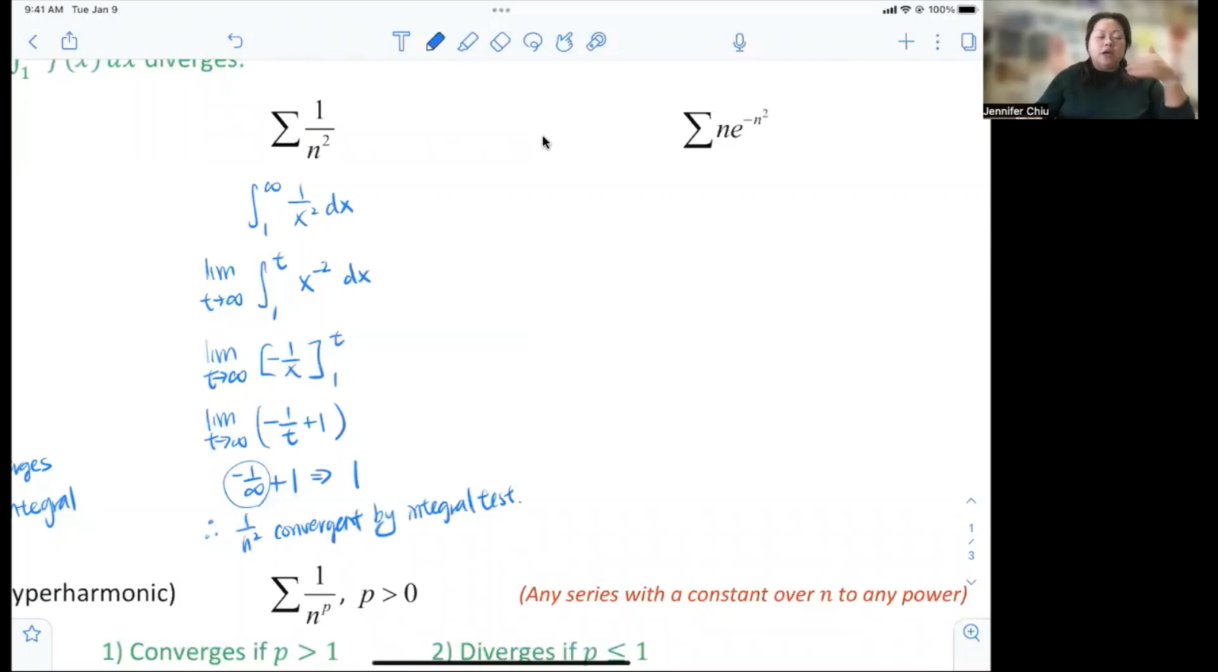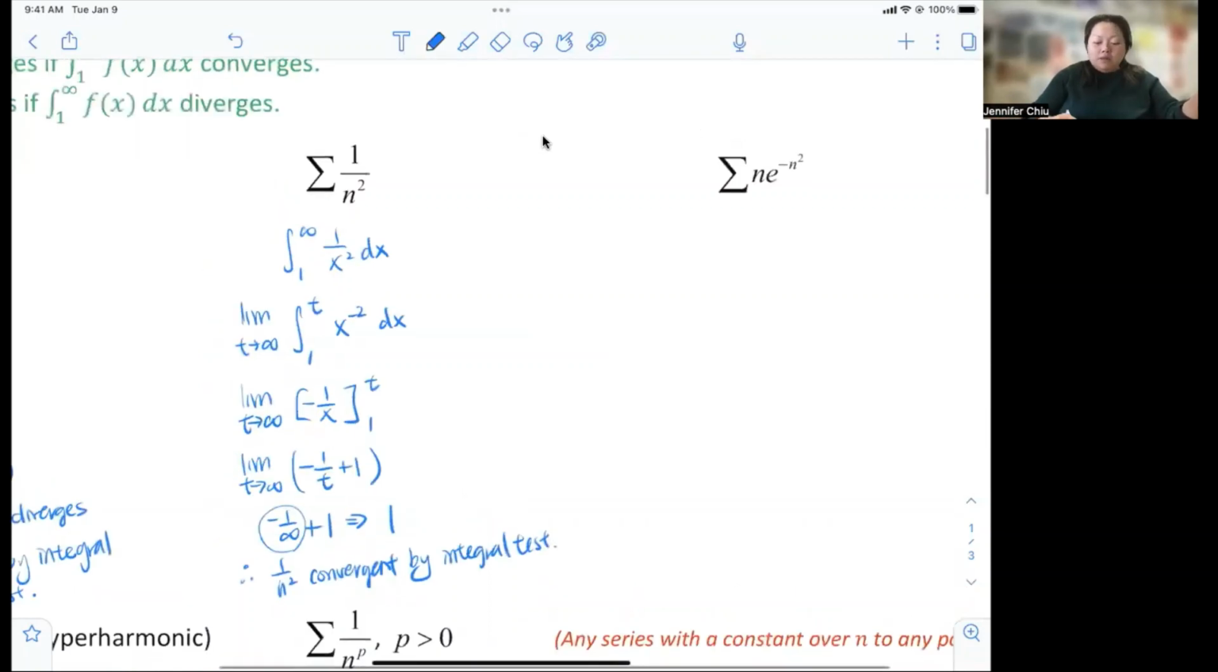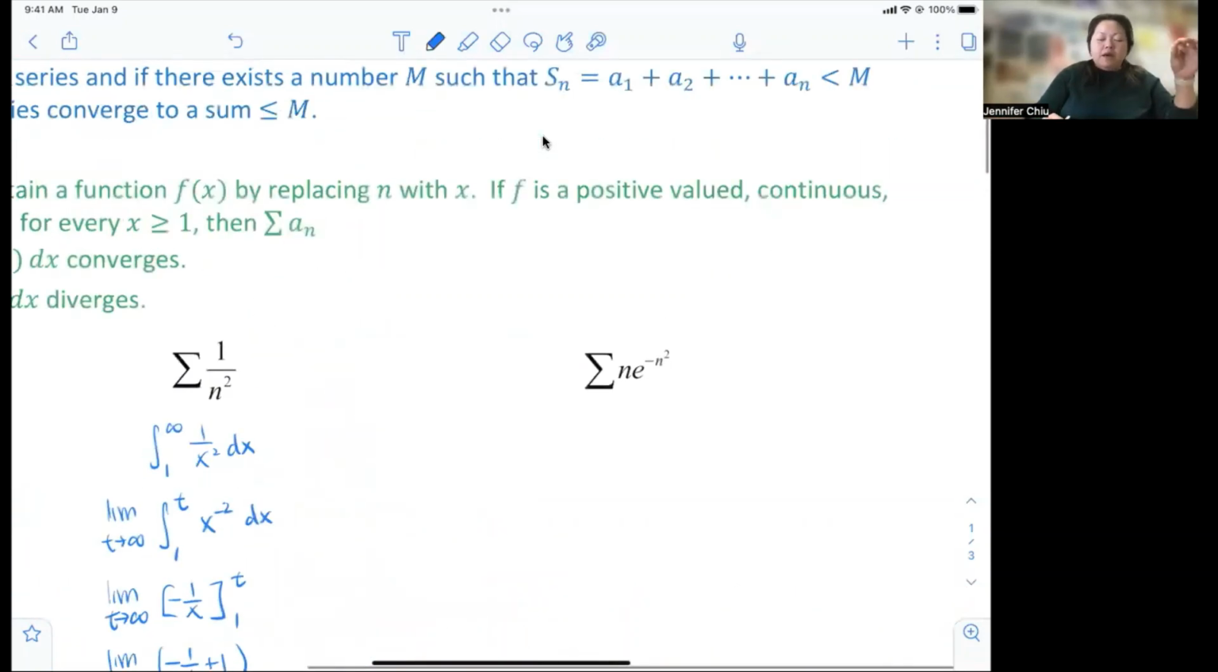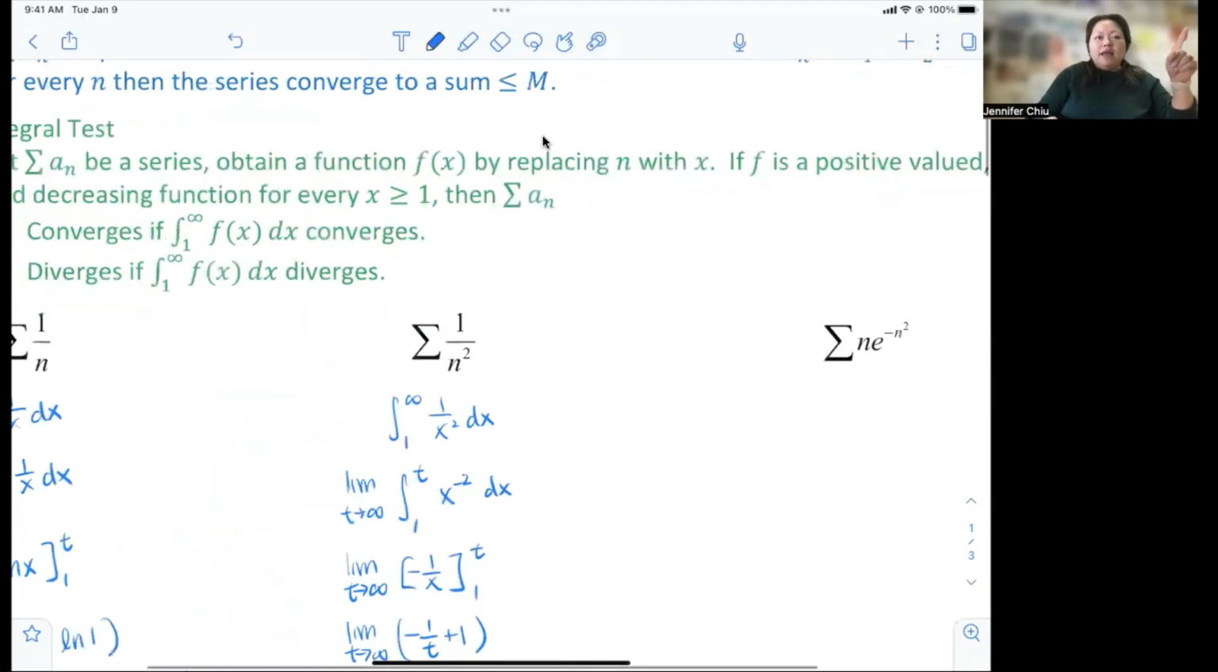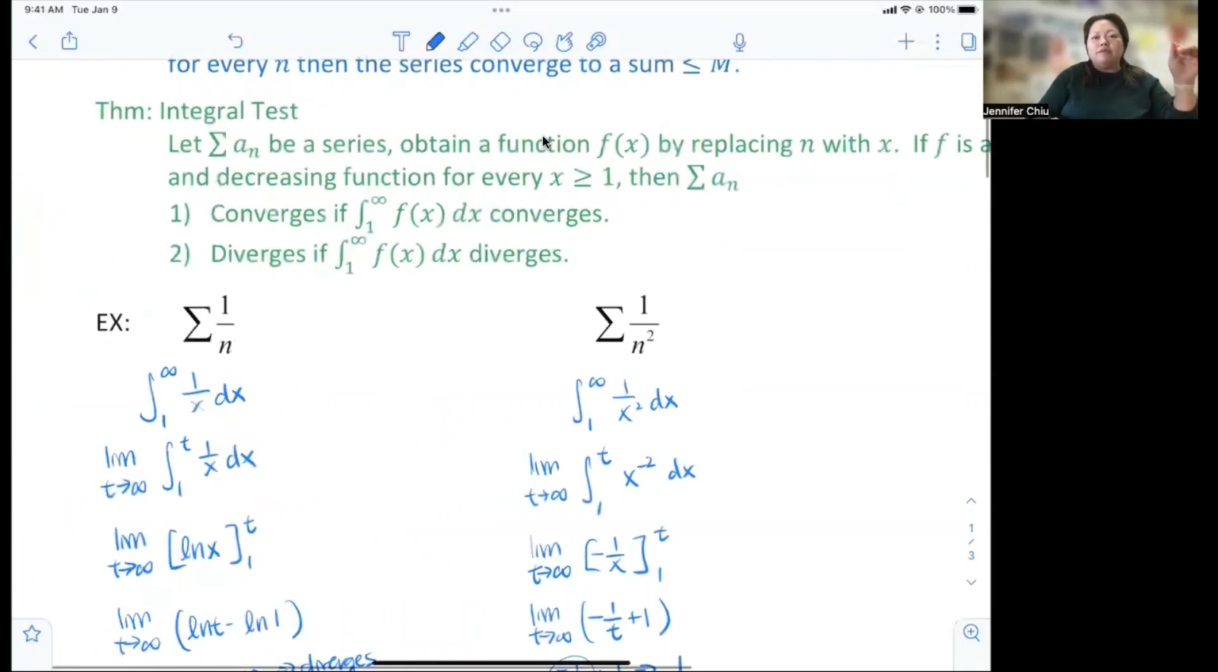So this is actually helpful, but most importantly, your series has to be integrable. That's a word. You should be able to integrate it. If you cannot take the antiderivative of it, then it is not a helpful test, right? Also, one thing to note here is that the sequence itself has to be positive valued, continuous, and most importantly, it has to be decreasing for every x on this.